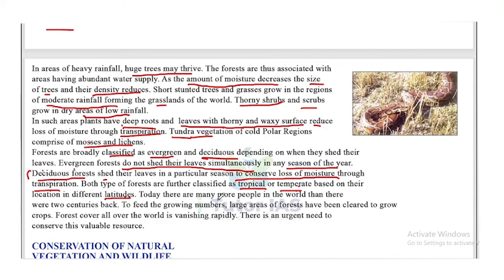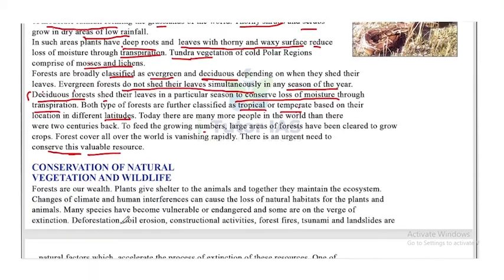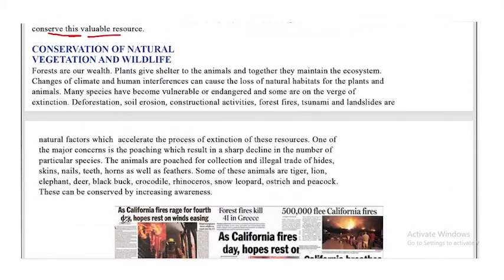Today, there are many more people in the world than there were 2 centuries back. To feed the growing numbers, large areas of forest have been cleared to grow crops. Forest cover all over the world is vanishing rapidly. There is an urgent need to conserve this valuable resource. So we need to conserve our forest and our ecosystem. Otherwise, we have to face very serious consequences.